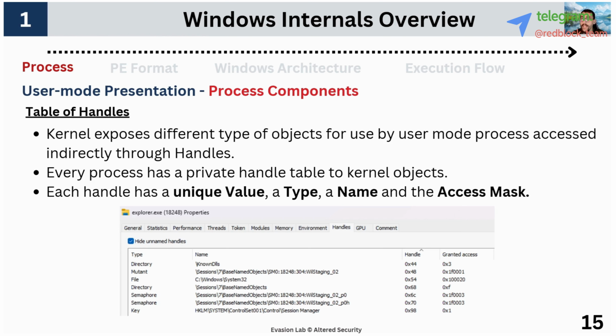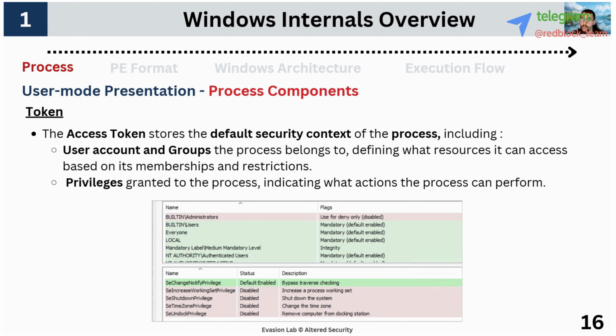Now let's take a look at token. An access token is a security object in Windows that stores the default security context of a process or thread. It defines the identity and privileges of the process, controlling what system resources it can access and what actions it can perform. Every process has an associated access token.